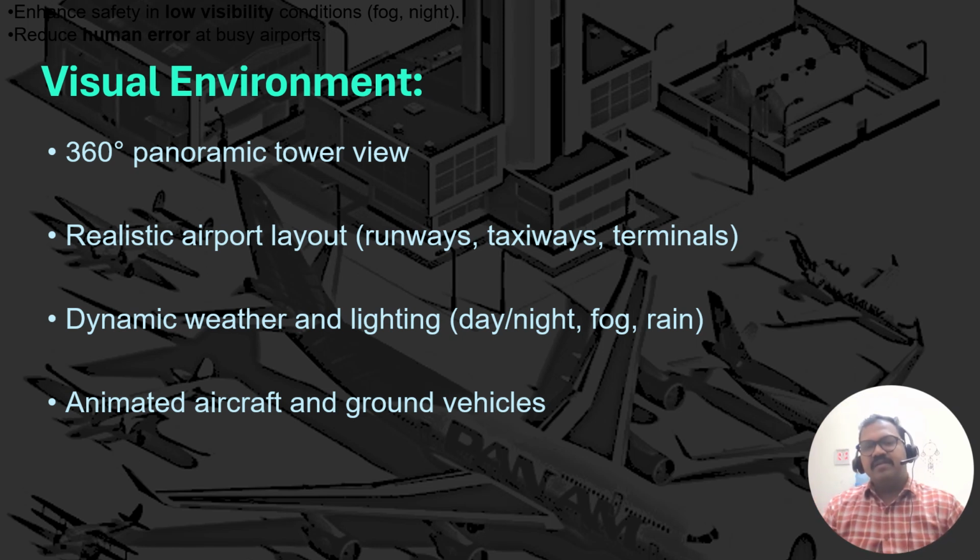In this particular slide, it provides the 360-degree panoramic view from the control tower, showing realistic airport layouts including runway, taxiway, and terminals. Dynamic weather and lighting effects like fog, rain, and night mode and day mode make the experience authentic. Animated aircraft and ground vehicles add to the realism and help trainees make better visual decisions. Next slide.